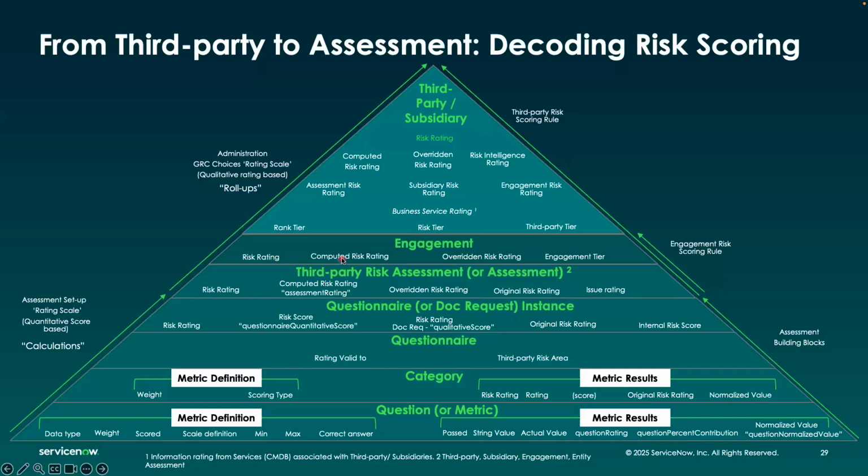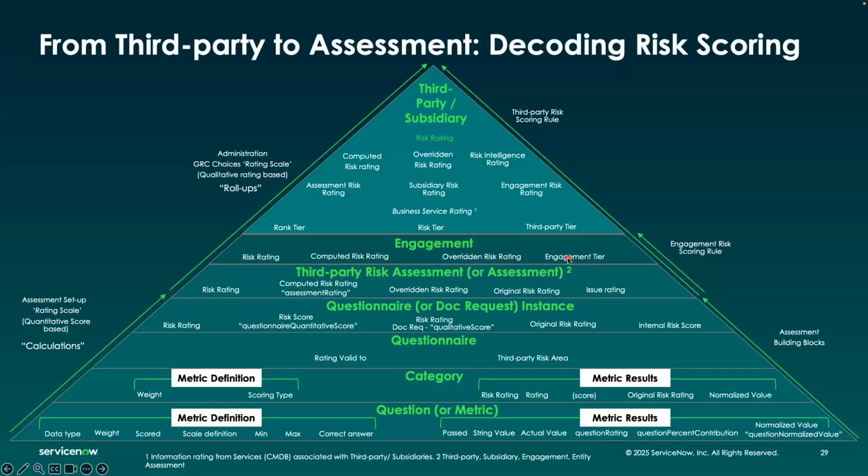Computed risk rating. The computed risk rating, in case the risk rating is overridden by the third-party risk manager, is never altered in this attribute for future reference during the assessment. Overridden risk rating. If the third-party risk manager decides to override the computed risk rating, then it is stored in this attribute. The risk rating updates to now reflect the overridden risk rating.